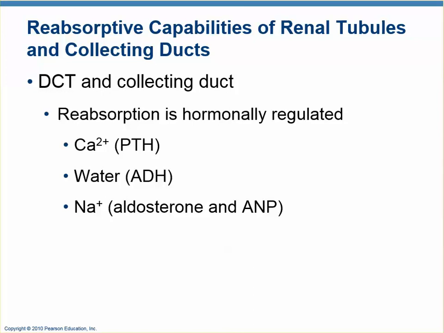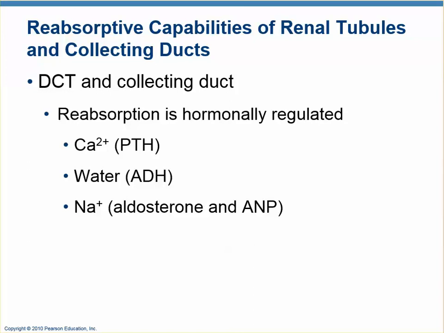The aquaporins, aquaporin 2s in these distal and collecting ducts, open in the presence of antidiuretic hormone. That's the hormone that makes you not pee. It will raise your blood pressure, so we release this at low blood pressure or dehydration.